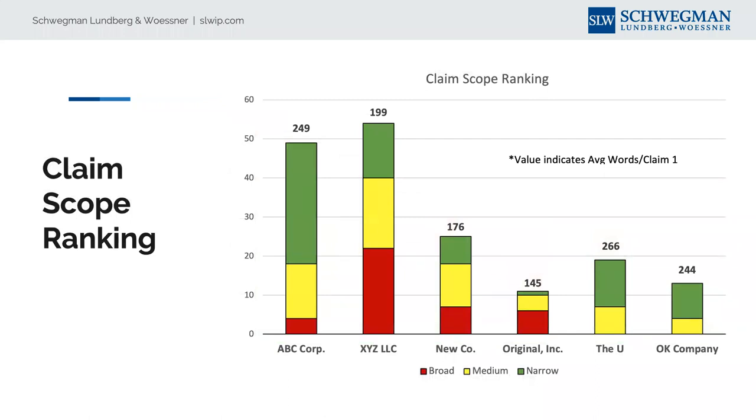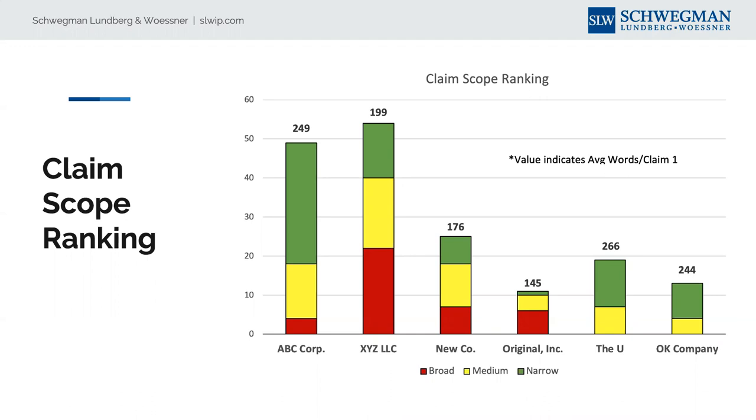So another analytic tool that we've used before, which Pierce had mentioned, is claim scope ranking. This can be done both manually, or you can use an automated tool as a proxy for it. The automated one would be just the average number of words, for example, in claim one, or in the independent claim. And that can give you a very rough indicator about the quality.